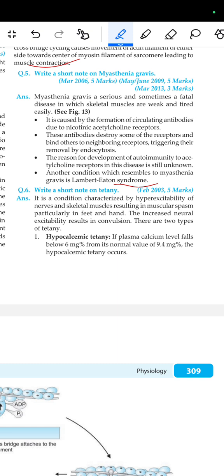There are two types of the tetany. Hypocalcemic tetany, if the plasma calcium level falls below 6 mg/% from its normal value of the 9.4 mg/%, the hypocalcemic tetany occurs.